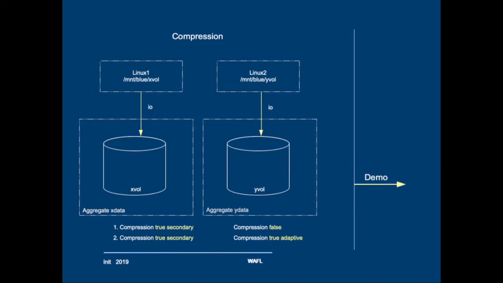The second time around, we'll have secondary compression on the X vol again, but now the Y vol will be compressed with inline adaptive compression. And we will run the I/O again and check the outcome.